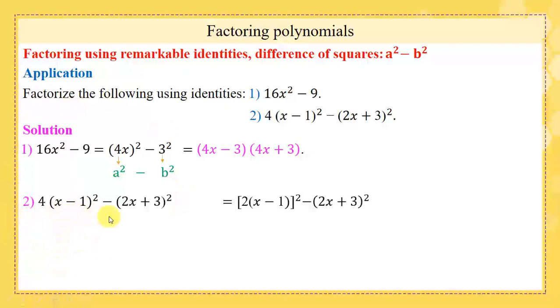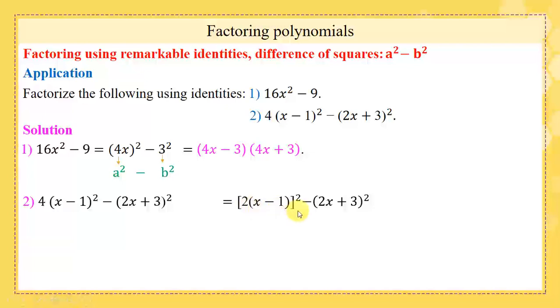4 times x minus 1 squared minus 2x plus 3 squared. First of all, we have a square minus a square. But we should pay attention that 4 times x minus 1 squared is not a perfect square, since 4 is not written as a square. But we already know that 4 is equal to 2 squared, so we can write it like 2 times x minus 1 squared. Now it is a perfect square.